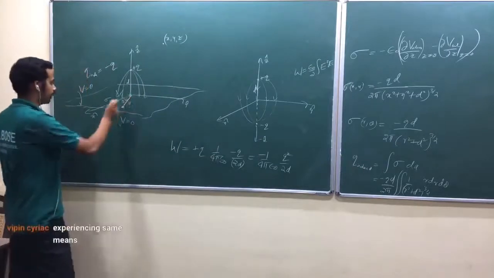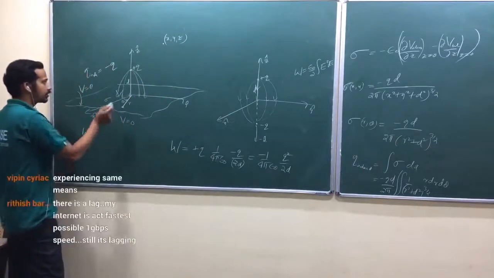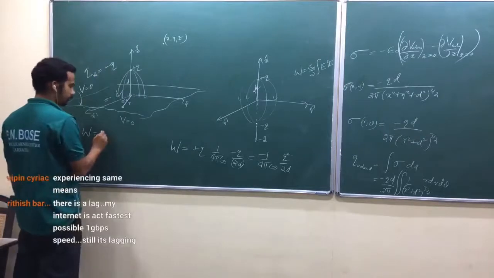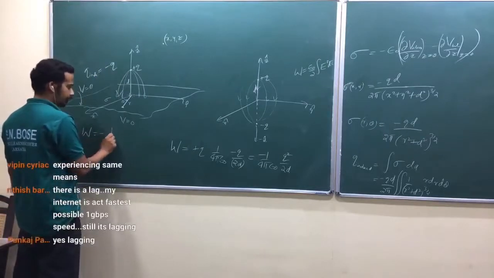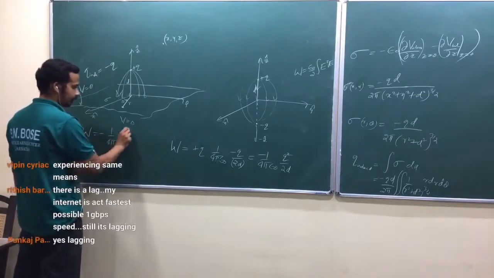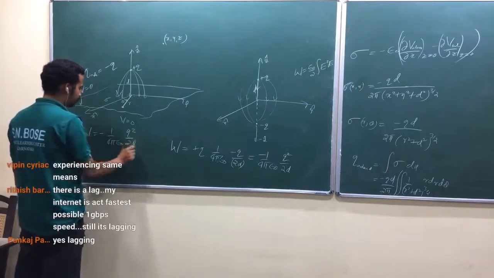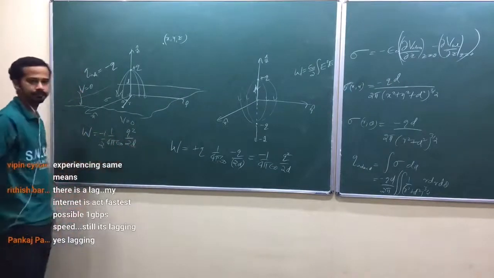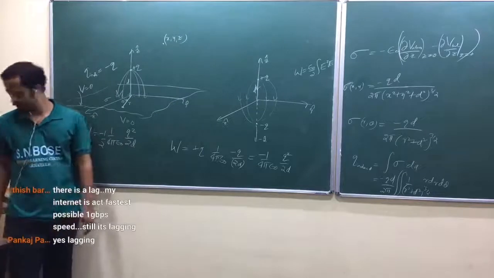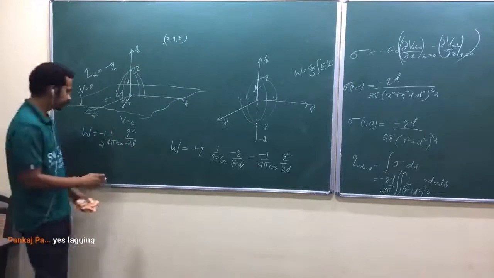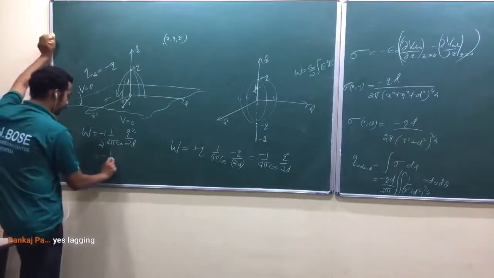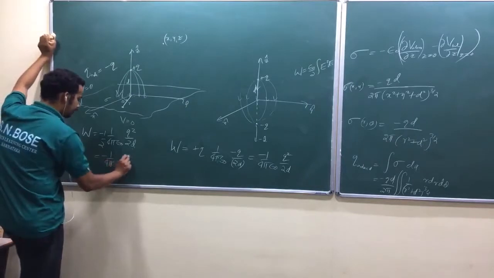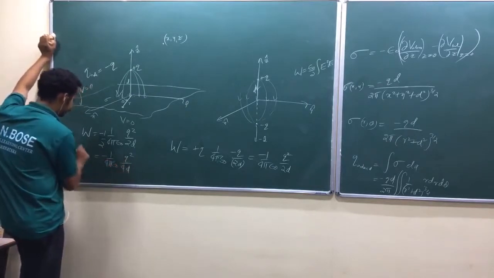So the work done in bringing that charge from infinity to this point will be minus 1 by 4 pi epsilon naught q square by 2d. You have to put one more factor, 1 by 2. The actual work done is minus 1 by 4 pi epsilon naught q square by 4d.